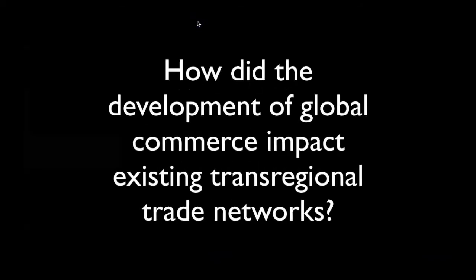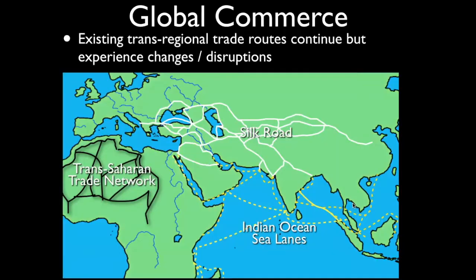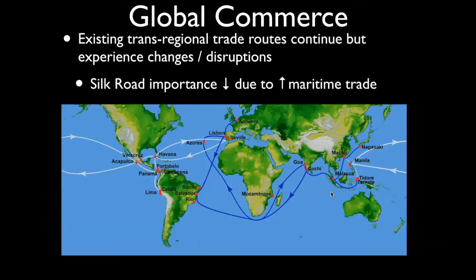The third big question we should be able to answer is, how did the development of global commerce impact existing transregional trade networks? The existing transregional trade routes, like the Silk Road or the Indian Ocean Sea Lanes or the Trans-Saharan Network, continued to exist, but they did experience some major changes and disruptions. Let's start with the Silk Road. The Silk Road, an overland trade network, its importance diminished over time, partly because it's simply easier to ship and move goods over water and maritime trade.